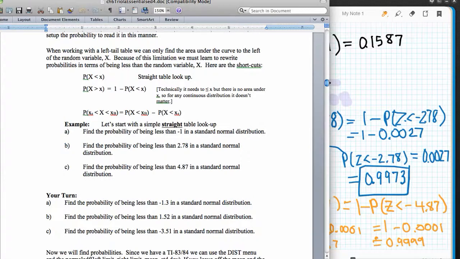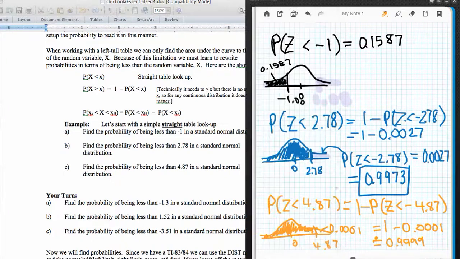All right, now you should try these 3 probabilities on your own. The probability of being less than a negative 1.3 in a standard normal, being less than 1.52 in a standard normal, and being less than a negative 3.51 in a standard normal. So I would highly recommend that you just go ahead and shut off your video and try those 3 problems, including making the notations. And I'm going to go ahead and do the same thing, and when you come back, they'll be here.